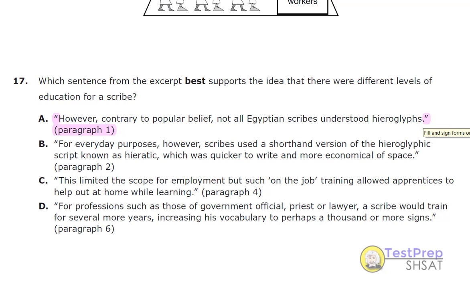Question 17. Notice this is a typical structure where we have quotations around the answers and a paragraph or line reference. We call these command of evidence questions. Essentially, you could get these right every time by following the same process.